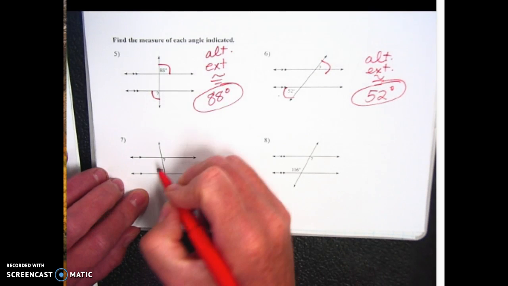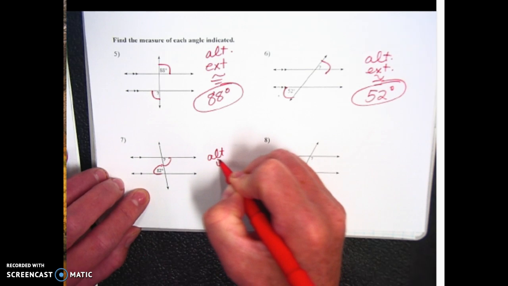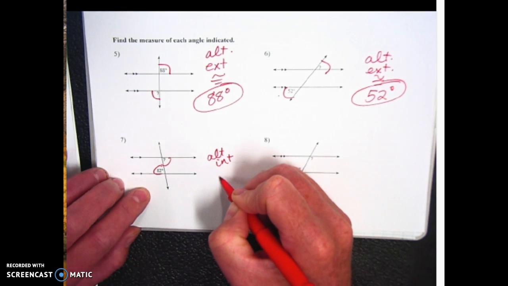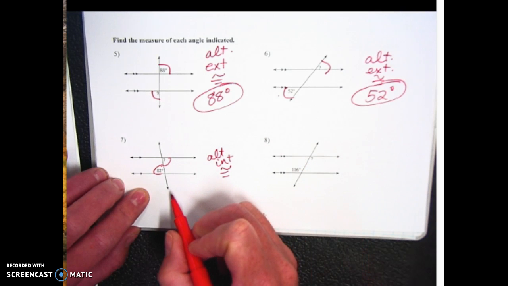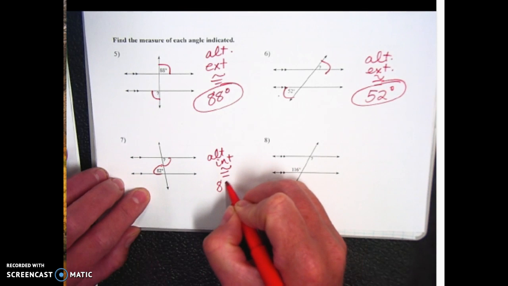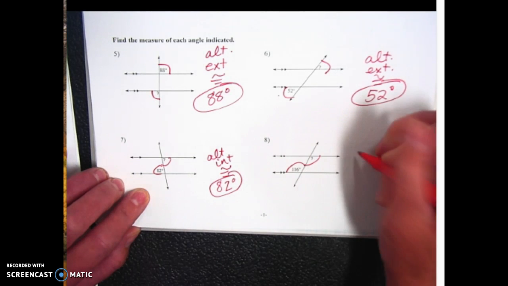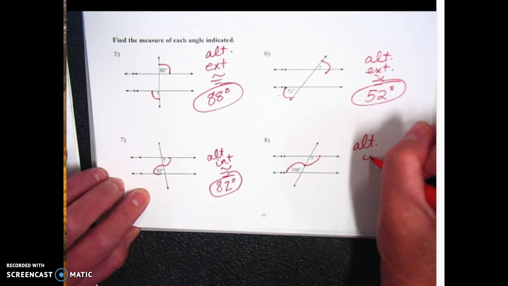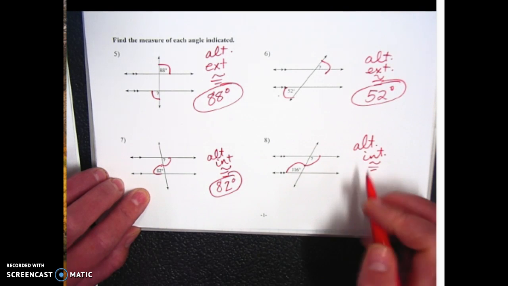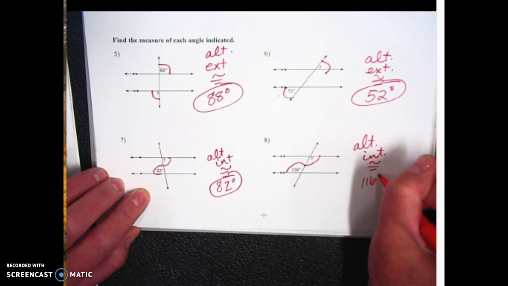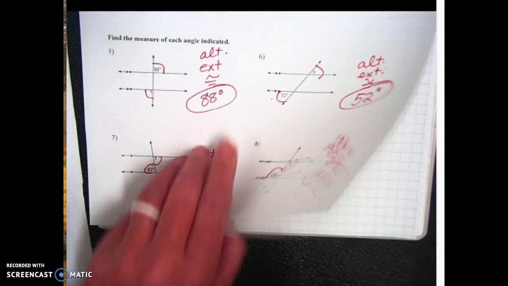Number 7, mark your angles. These are alternate interior. They should also be congruent. So if this one is 82, this one should also be 82. Alternate interior, they should be congruent. So if this one's 116, this one should be 116. All right, turn it over to page 2.